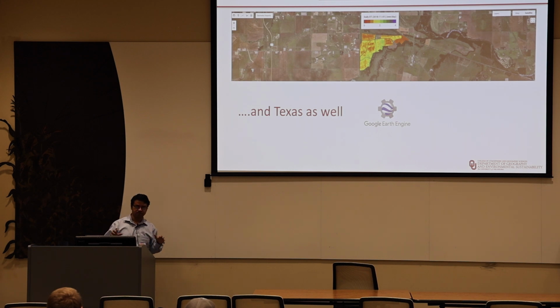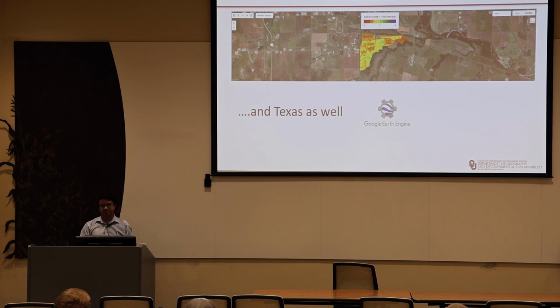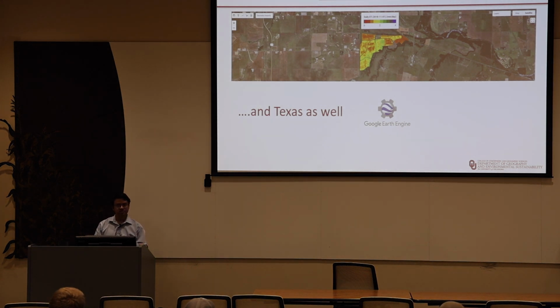If you're familiar with it, Google Earth Engine is a cloud-based image processing tool from Google. It's free for us, for academia. They also have a commercial version as well. But with Google Earth Engine, you can process a lot of data, and you don't have to download any data, right? So it's a very powerful tool, right? Because we don't have to download anything. You can just process in the cloud and use the petabytes of memory of Google, right?